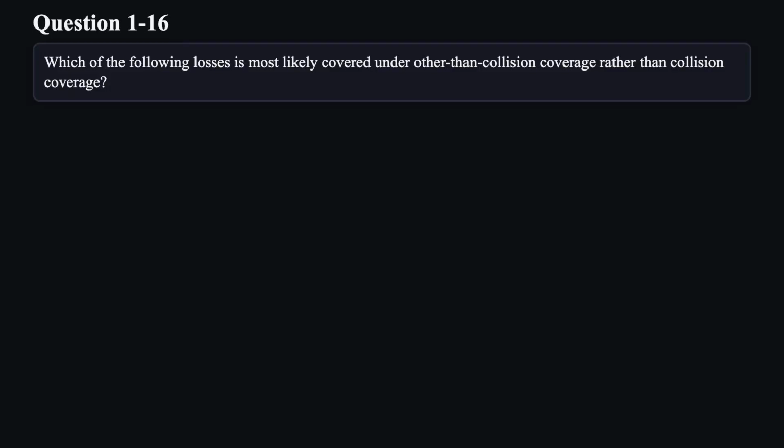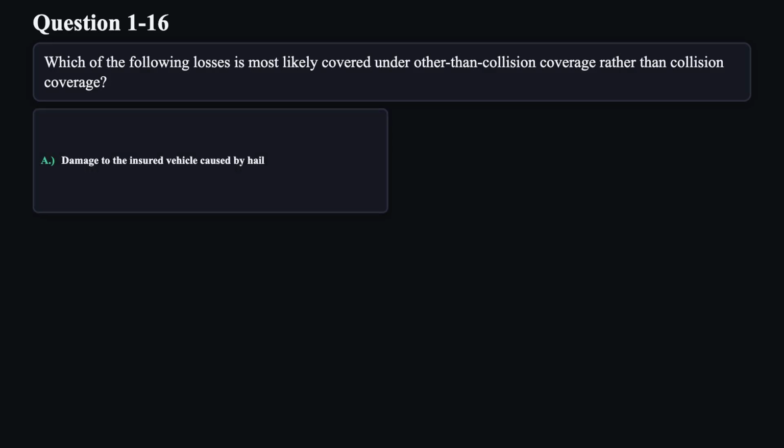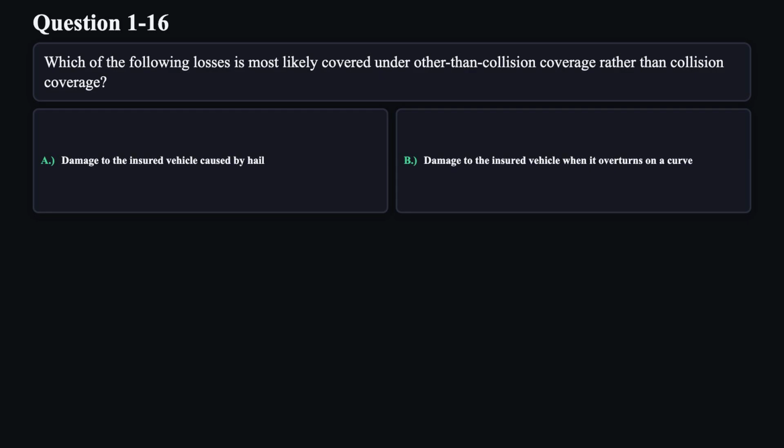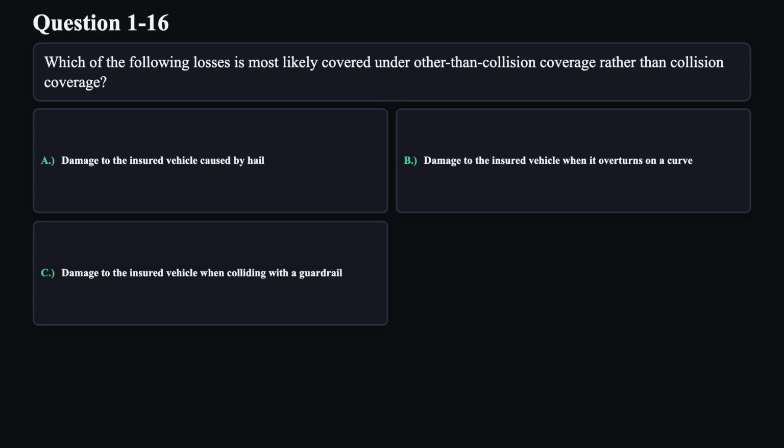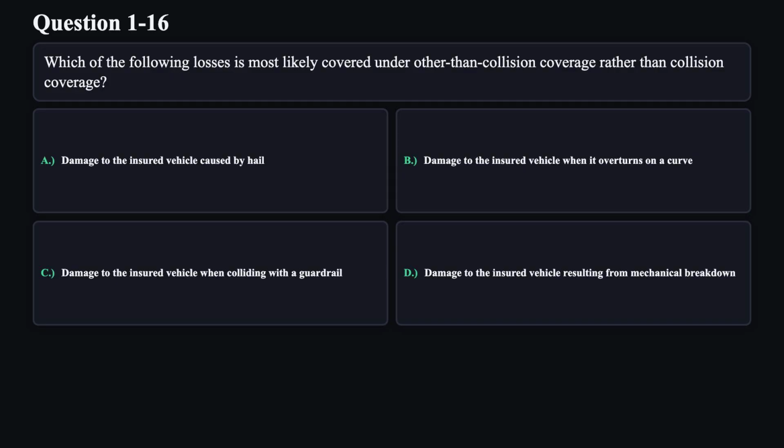Question 16. Which of the following losses is most likely covered under other than collision coverage rather than collision coverage? A. Damage to the insured vehicle caused by hail. B. Damage to the insured vehicle when it overturns on a curve. C. Damage to the insured vehicle when colliding with a guardrail. D. Damage to the insured vehicle resulting from mechanical breakdown.